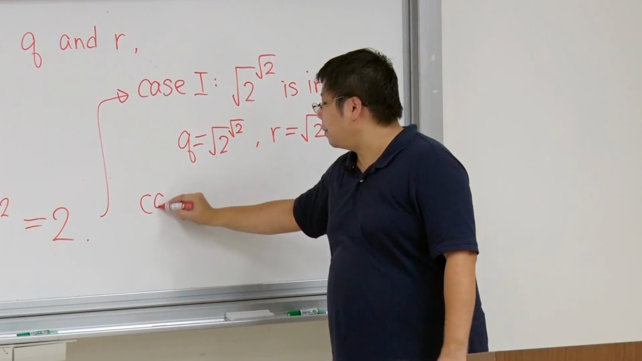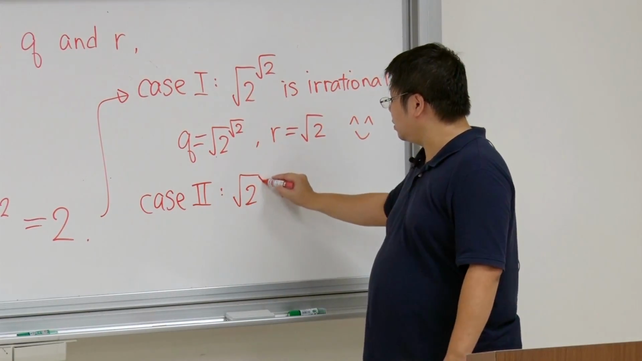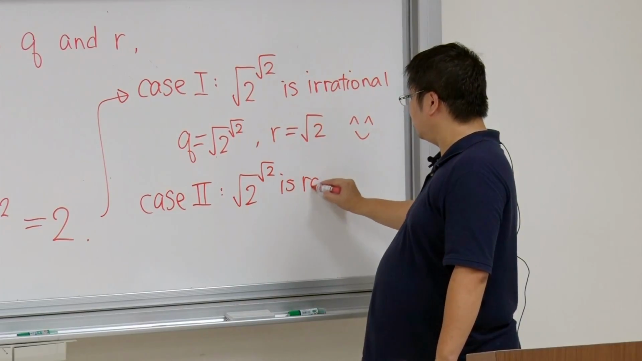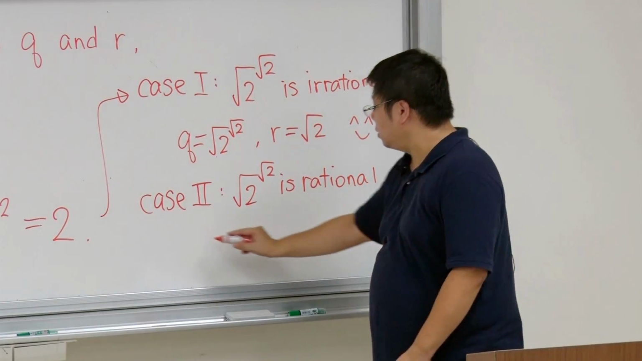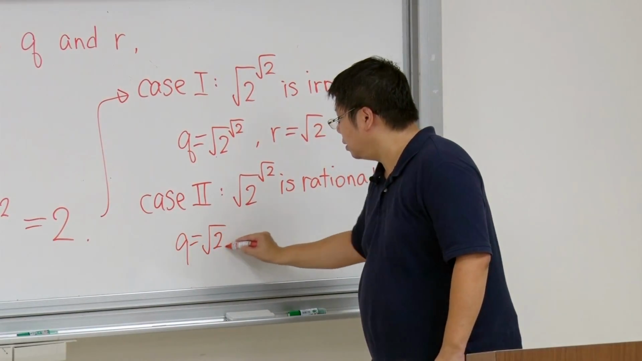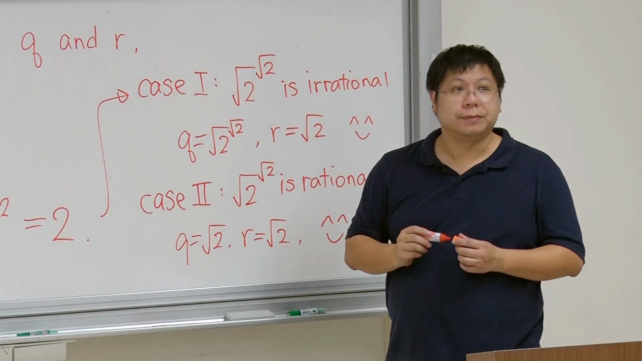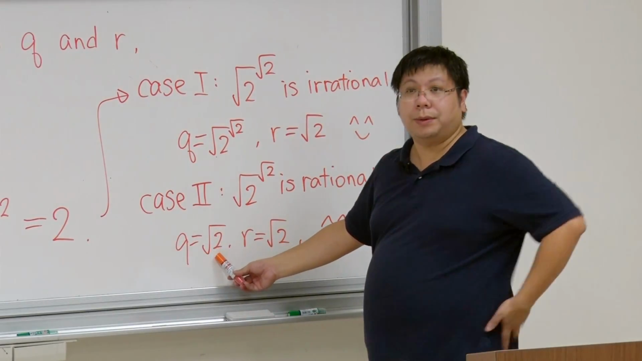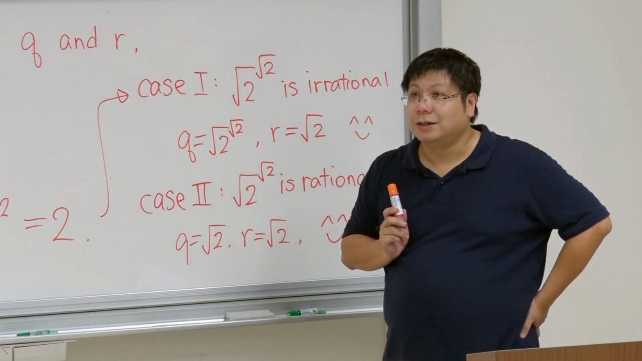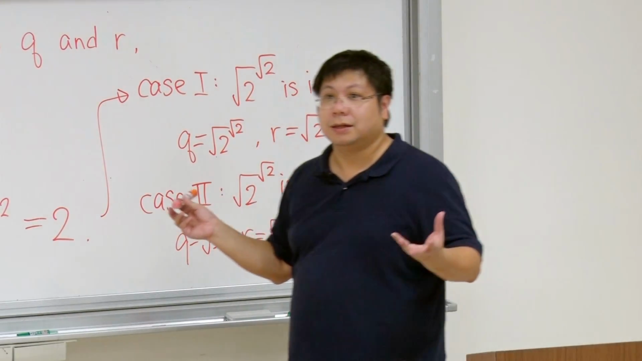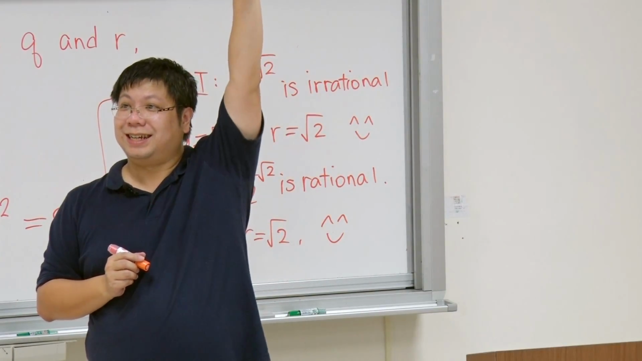Okay? And how about case 2? Case 2 is square root 2 to the power square root 2 is rational. Then in that case, we set Q to be square root 2. We set R to be square root 2, and then we are also happy. Because this time, square root 2 is irrational, square root 2 is irrational, but square root 2 to the power square root 2 is rational. So in either case, we will be happy. So that means that the theorem is correct. If you are okay with this, could you please raise your hand?